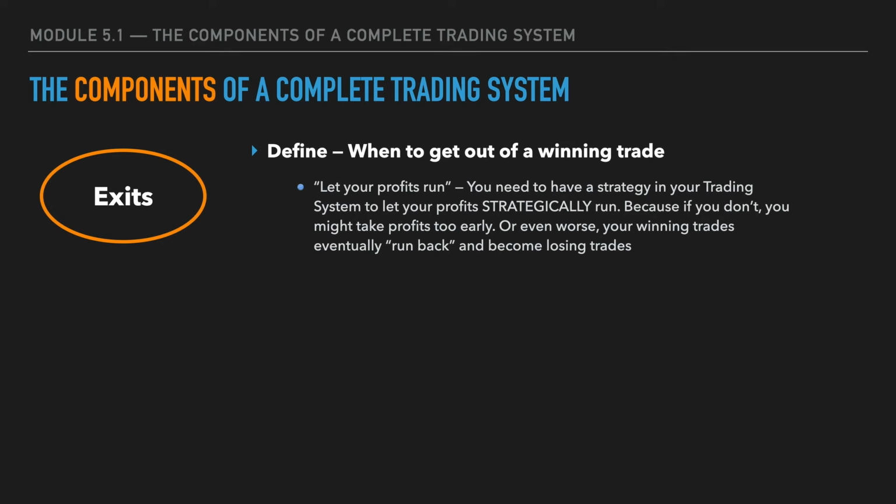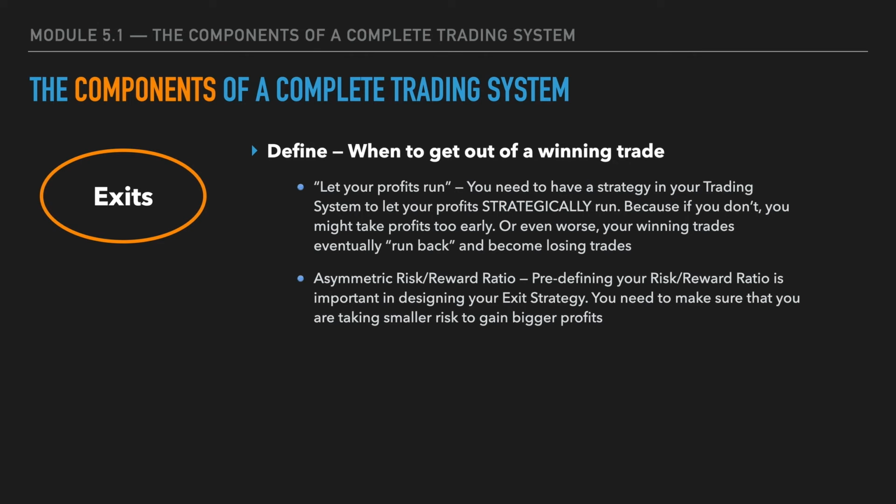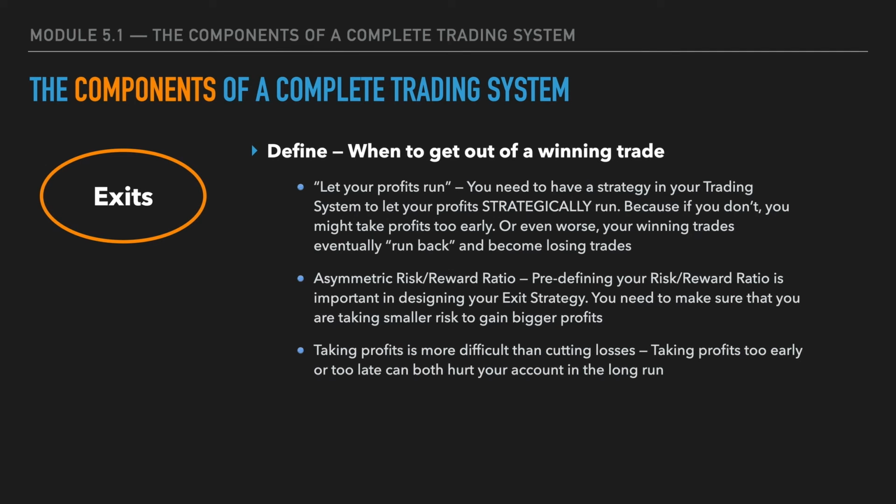Because if you don't, you might take profits too early, or even worse, your winning trades might eventually run back and become a losing trade. Predefining an asymmetric risk-reward ratio is important in designing your exit strategy. You need to make sure that you are taking smaller risk to gain bigger profits. Once you trade for a while, you will understand that actually taking profits is more difficult than cutting losses. Taking profits too early or too late can both hurt your account in the long run.